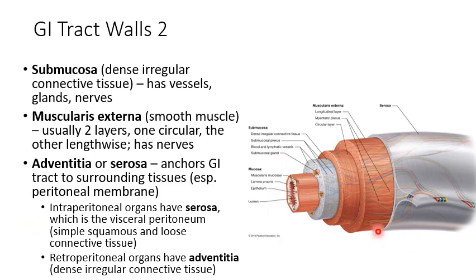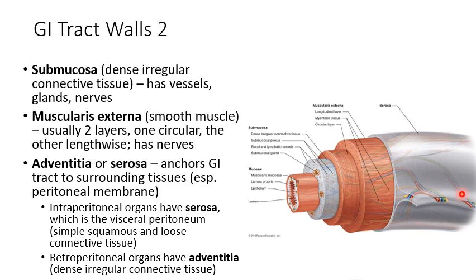So in this diagram here, you have all those layers. The mucosa is the innermost. Then you have the submucosa, which is dense irregular connective tissue, and you can see it has glands and blood vessels and nerves. Then you have the muscularis externa, 2 layers of it. The innermost one has circular fibers, and the outermost one has the fibers running lengthwise.